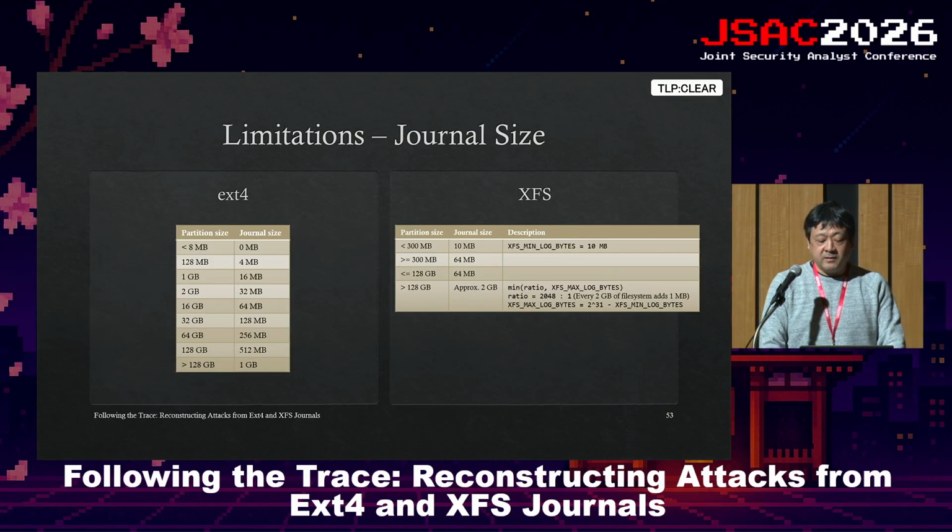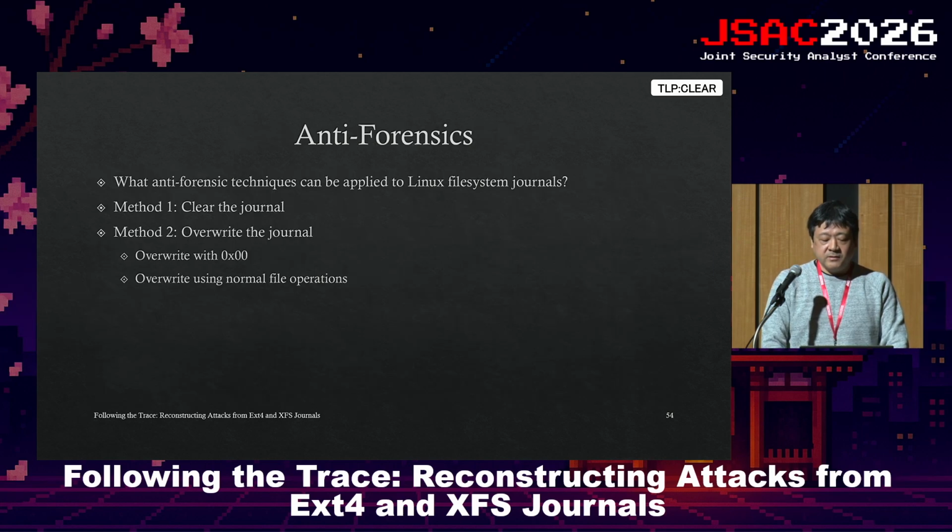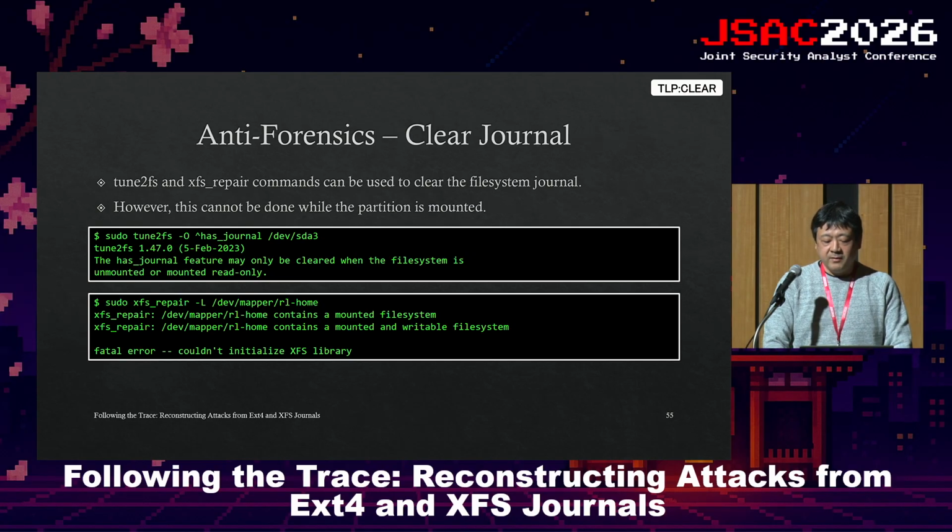The journal size mentioned earlier is proportional to the size of the partition. It is up to 1 gigabyte for Ext4 and up to approximately 2 gigabytes for XFS. Next, let's consider anti-forensics. There are two main methods we have considered. One is to delete the journal. The other is to overwrite the journal. We have conducted a simple verification this time, using as the criterion for success that the system operates normally even after anti-forensics was performed on the journal.